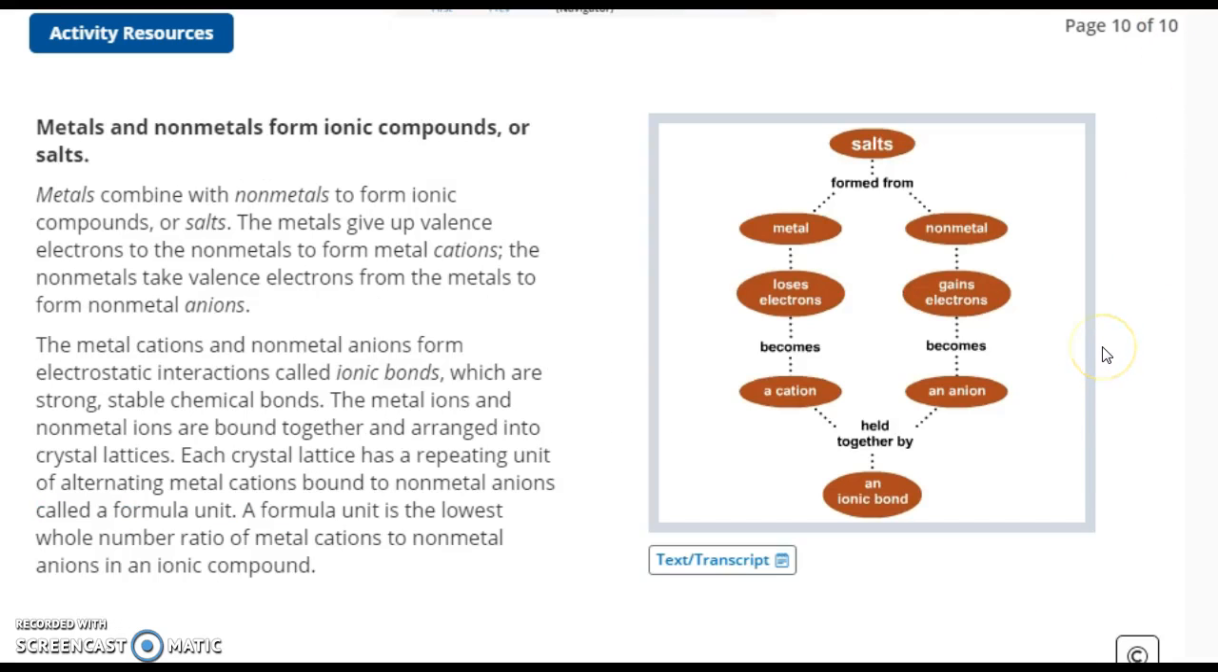All right, if I run out of time, just hit pause and read the rest yourself. Metals and nonmetals form ionic compounds or salts. Salts are formed from metals and nonmetals. Nonmetals gain electrons, become an anion. Metals lose electrons.